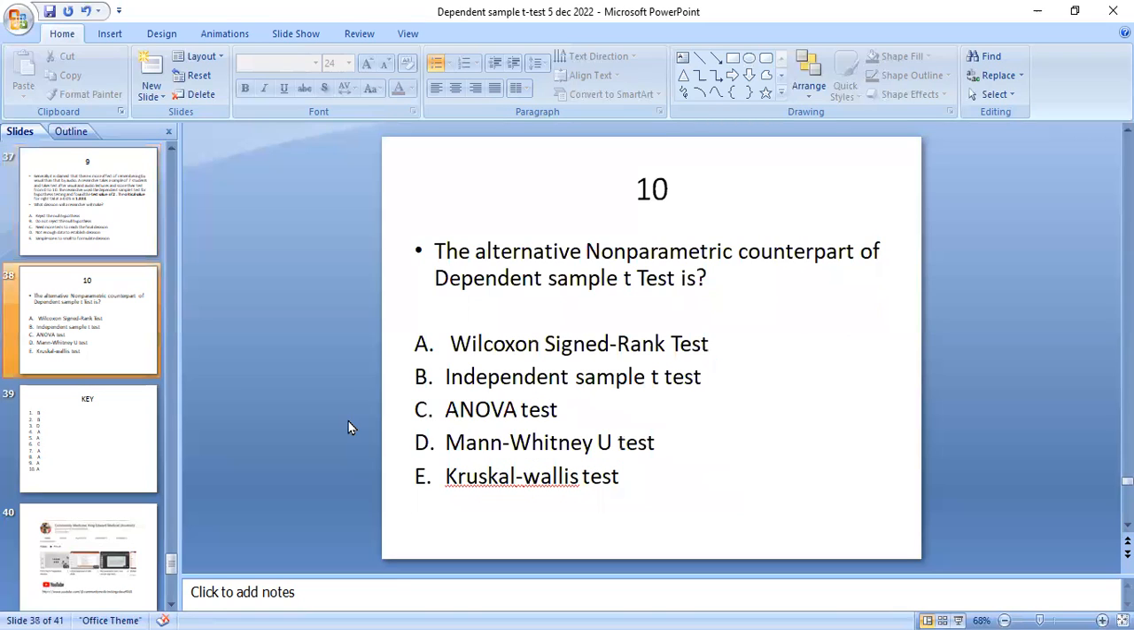10th MCQ is, it is a very easy MCQ. The alternative non-parametric counterpart of dependent sample t-test is whether Wilcoxon signed rank, independent sample t-test, ANOVA, Mann-Whitney U-test, Kruskal-Wallis test. It is the Wilcoxon signed rank test. It is a non-parametric counterpart of the dependent sample t-test. In Wilcoxon's rank sum test, the sample is also dependent, but the data is skewed or not normally distributed. So the non-parametric counterpart of dependent sample t-test is Wilcoxon signed rank test.